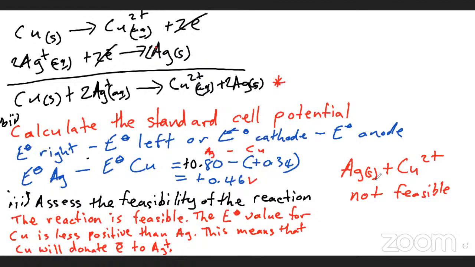All right, so you use the E° values. This half cell here would indicate that silver is the anode and is going to donate electrons. So this is not feasible. This one is.